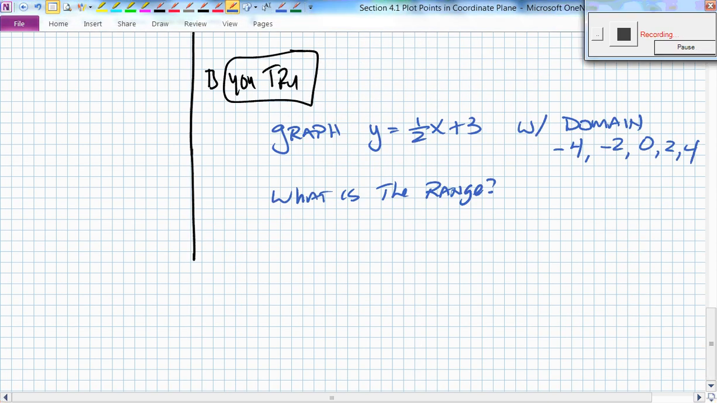Okay, here's the last part. I'd like you to try this one on your own. You can work with your partner. I'd like you to graph y = 1/2 x + 3 with the domain that I gave you. Only those 5 points: -4, -2, 0, 2, and 4. Please do that. And then at the very end, I want you to identify for me what is the range. The domain's been given to you.